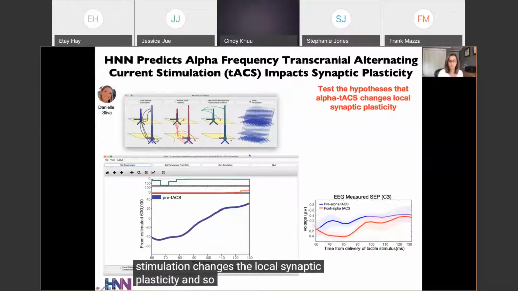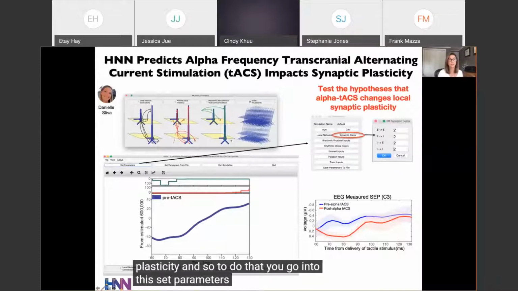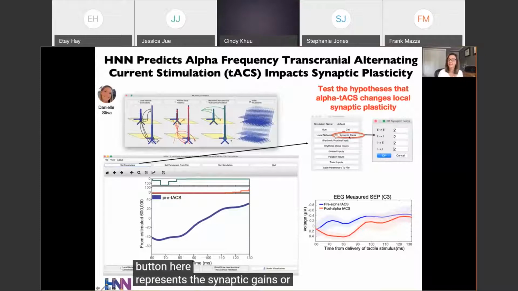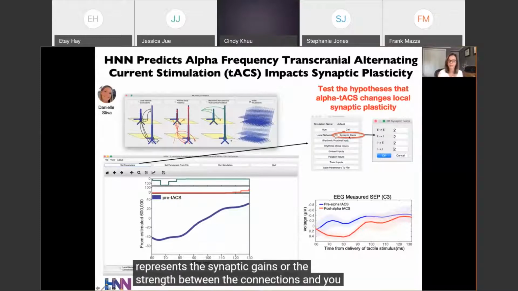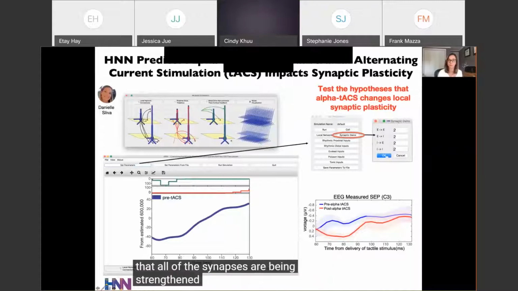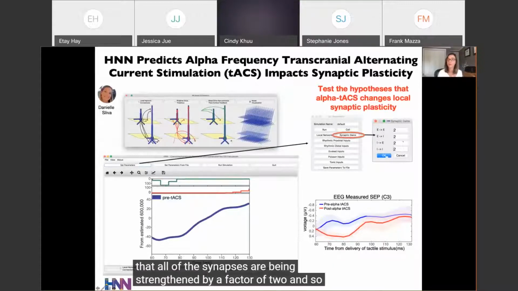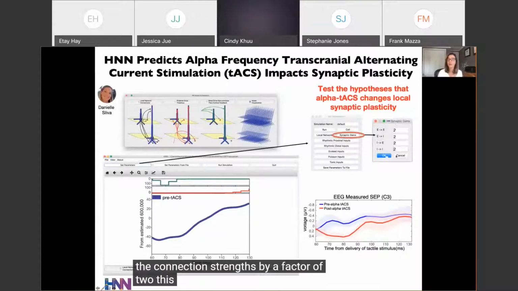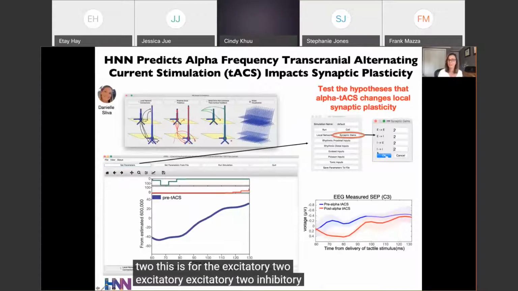To do that, you go into this set parameters button. We have a button here that represents the synaptic gains, or the strength between the connections. And you can change them by a multiplicative factor. And so the first thing we did is we said, well, maybe what's happening is that all of the synapses are being strengthened by a factor of 2. And so you can go in and multiply all the connection strengths by a factor of 2. This is for the excitatory to excitatory, excitatory to inhibitory, or the inhibitory connections.